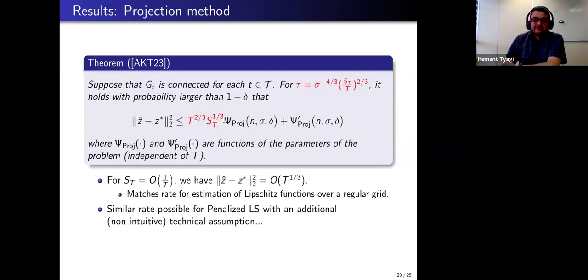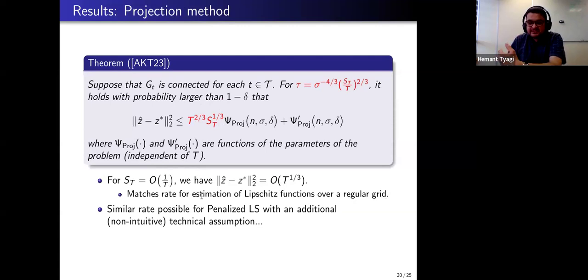And I claim that these exponents are actually optimal based on what we know about denoising smooth signals on a graph. So this 2/3 and 1/3, this dependence on T is actually, I believe, optimal. And in particular, if S_T is of the order 1 over T, then my L2 error is of order T to the power 1/3, which matches the rate for estimation of Lipschitz functions over a regular grid.